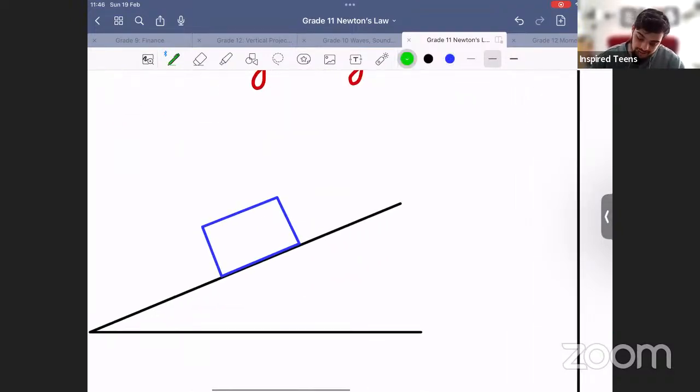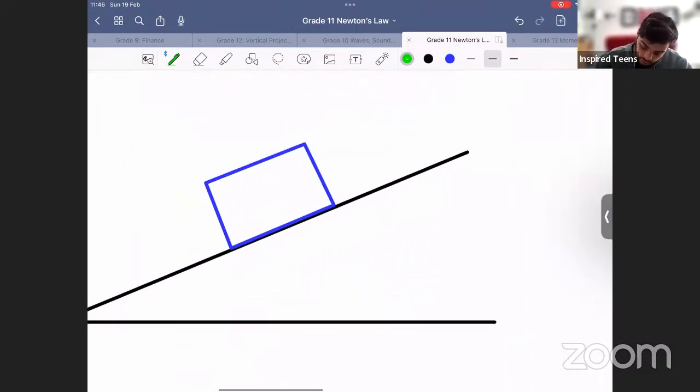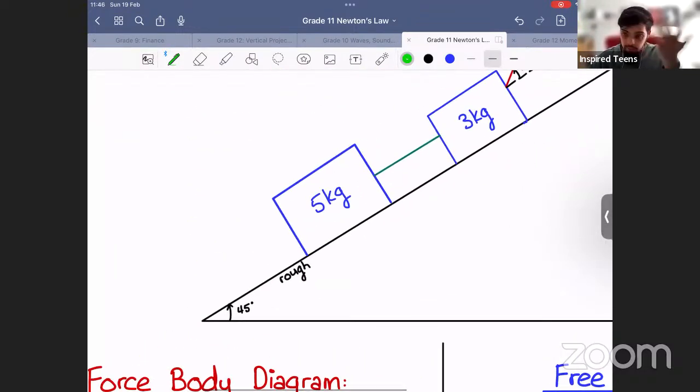Firstly, you need to note force body diagram. So the first thing you're always going to have is your Fg from the center of your object going downwards. This is your Fg from the center of the object. Okay, then you're going to have, somebody tell me, guys, what are the forces on this object?